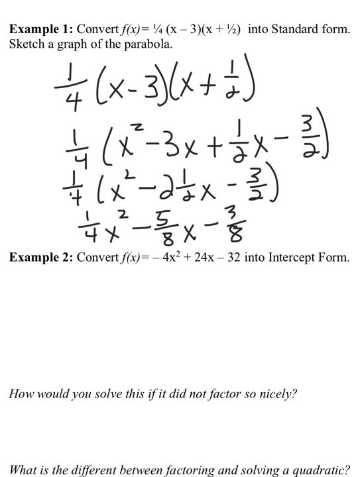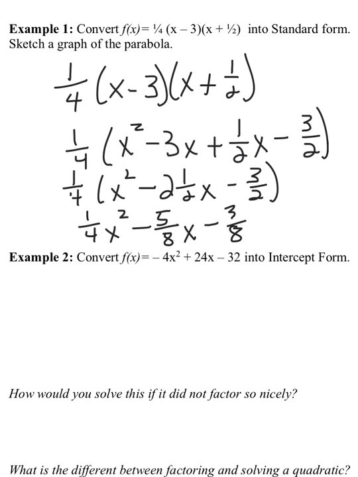All right, so I went ahead and left this in fraction form. And you could do this also as a decimal, doesn't matter to me. If you have any questions about how I combine these fractions, then you need to come and see me in tutorials, and we need to talk about fractions. All right, so we have 1/4 times x minus 3 times x plus 1/2. The first thing I'm going to do is FOIL this.